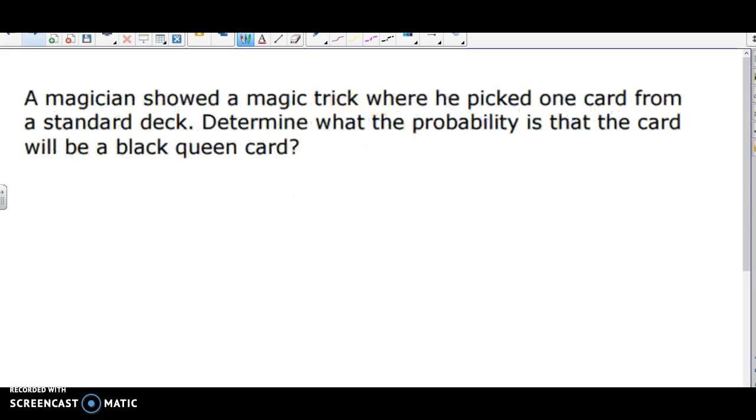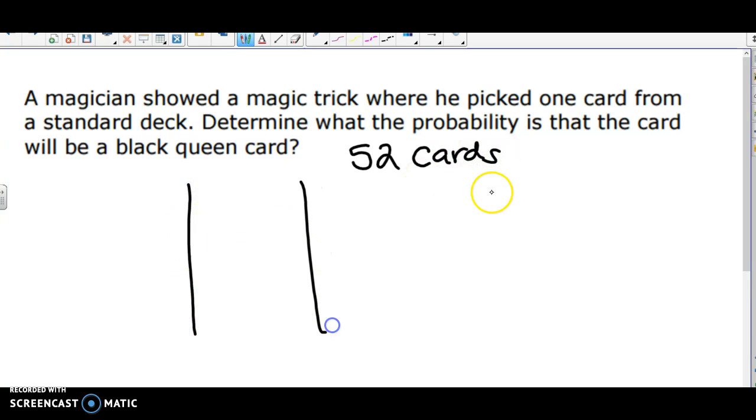A magician showed a magic trick where he picked one card from a standard deck. Determine the probability that the card will be a Black Queen. If you're talking about a standard deck, we know there's 52 cards, so that's going to be our total. We know there's 4 suits. There are the diamonds, which are red, and the hearts, which are red. And then you have the spades. I'm not an artist here, so we'll do our best. And then we have the clubs, not the clovers.